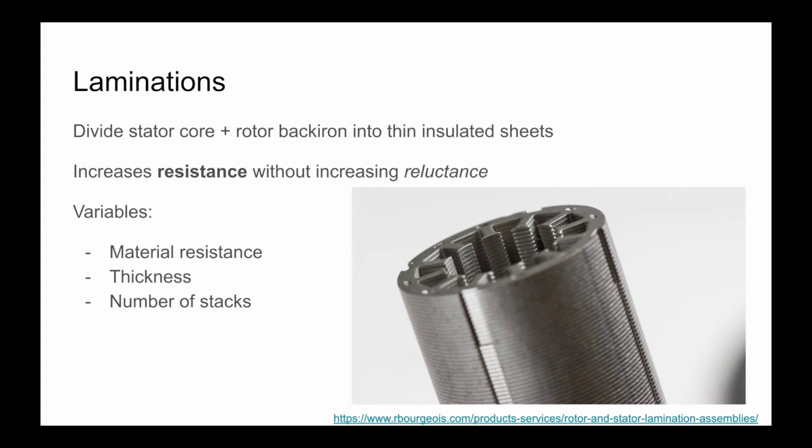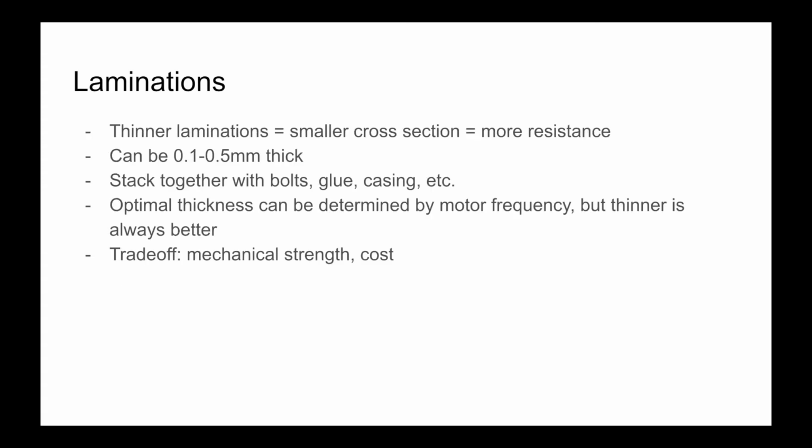So what's the best way to increase our electrical resistance? To do this, we use something called laminations. Laminations are very thin insulated sheets of metal that are used to form the stator and rotor. By doing so, we are able to dramatically increase the electrical resistance. But because the sheets are electrically insulated and not magnetically insulated, our reluctance remains mostly unchanged. The laminations provide a smaller cross-section, increasing the resistance in each sheet.